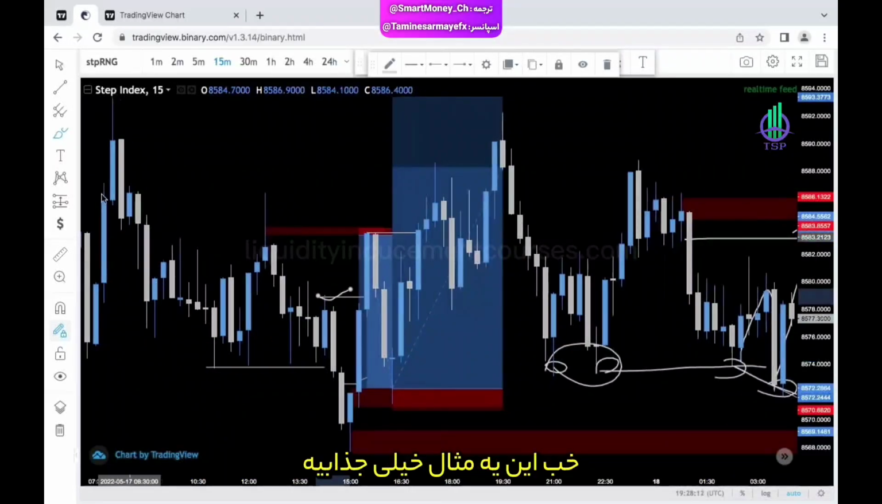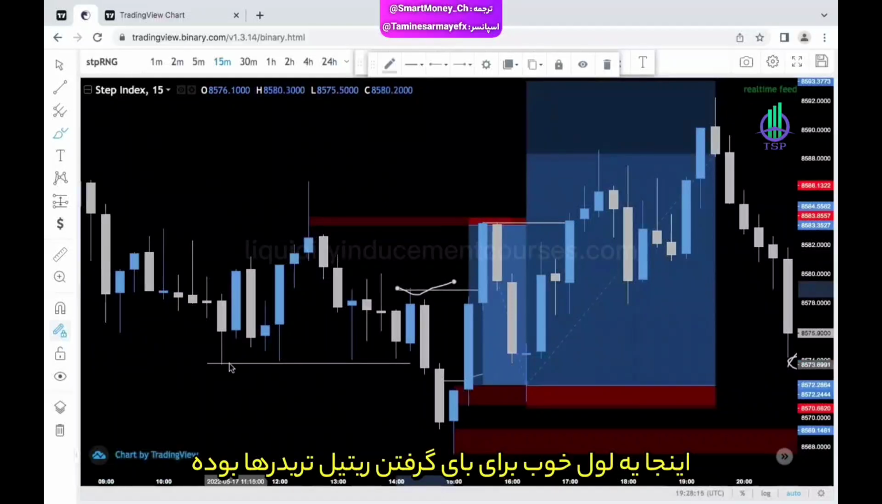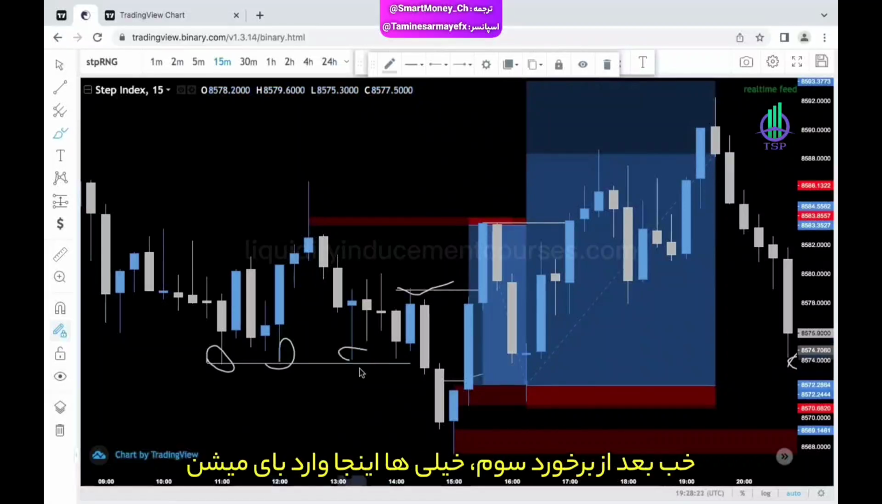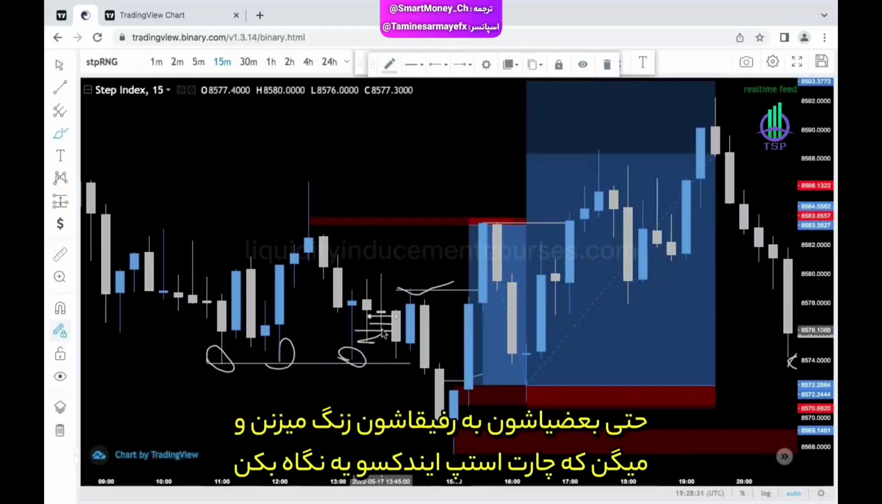Now, okay, this is another very interesting one. So this should have been a very fine buy position for retail traders. First touch, everybody was waiting for second touch, and then what? Third touch. So after the third touch, they were willing to take buyers already. So they were loading positions, multiple buys. Now, some of them are even calling their friends.